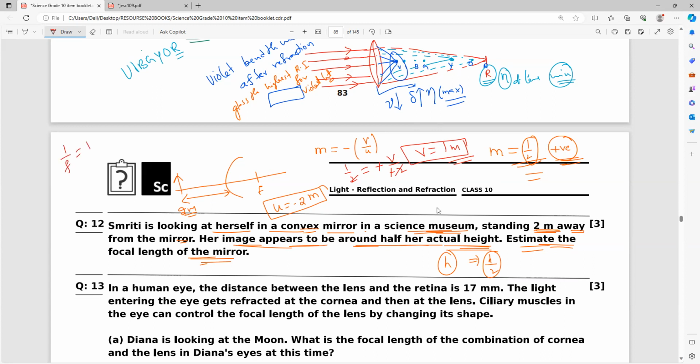Then 1 by f is equal to 1 by v minus 1 by u. So 1 by 1 minus 1 by minus 2, which is 1 by 1 plus 1 by 2. LCM is 2, so 2 plus 1 gives 3 by 2. So 3 by 2 is equal to 1 by f, and f is equal to 2 by 3. What is the answer? 2 by 3 means how much? 0.666, so 0.66 meters.